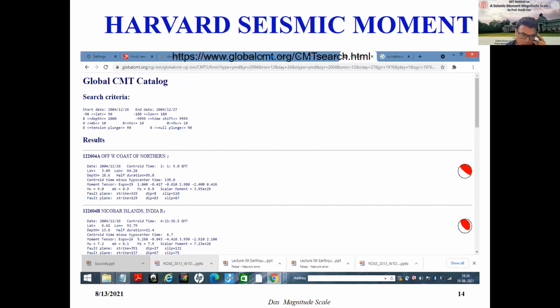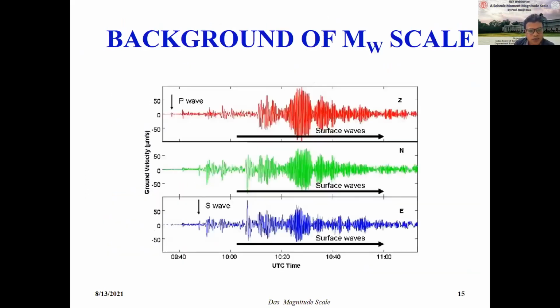One can estimate these seismic moments from the Harvard website, globalcmt.org. If you give the latitude and longitude, one can easily get the seismic moment or different types of magnitude, mb, Ms, and the fault plane information also. Once you insert this information, you will get the seismic moment of any earthquake. So this is the background about how the different magnitudes work for measuring earthquake size.